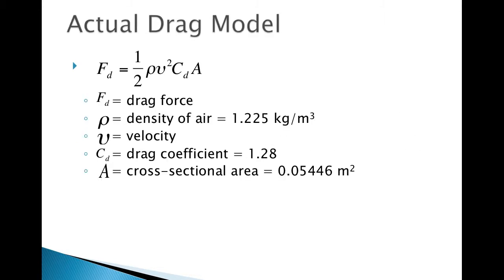So in this lab, we used the model for drag to be equal to 1/2 rho v squared CdA, where Ft is equal to the drag force, rho is the density of air at sea level, which is equal to 1.225 kilograms per cubic meter. V is the velocity of the falling object at that instant. Cd is the drag coefficient, which is equal to 1.28, and A is the cross-sectional area, which is 0.05446 square meters.